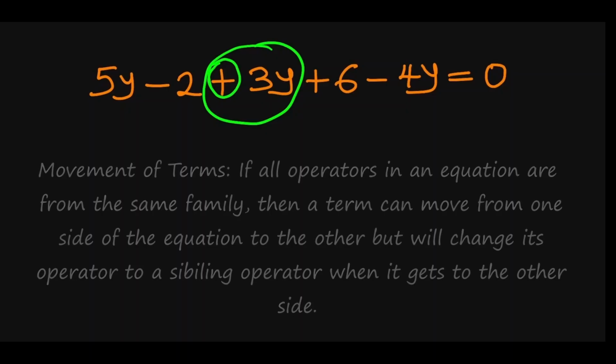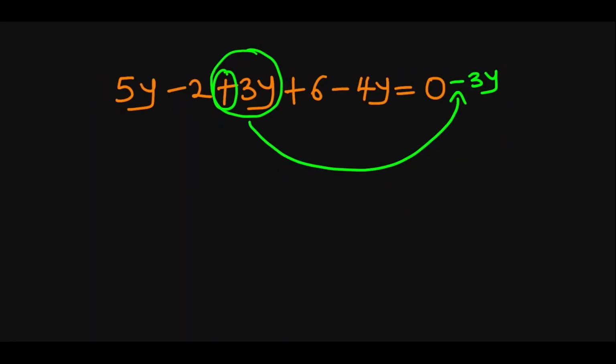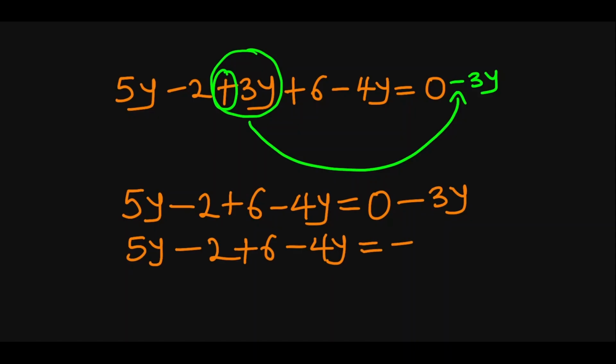So what are we saying? We are saying that we can move this plus 3y here, and when it gets to this side, it now becomes minus 3y. That's what we are saying. So if we wanted to rewrite this equation, it would be 5y minus 2 plus 6 minus 4y is equal to 0 minus 3y, which obviously is the same thing as 5y minus 2 plus 6 minus 4y is equal to minus 3y. Because 0 minus 3y is minus 3y.